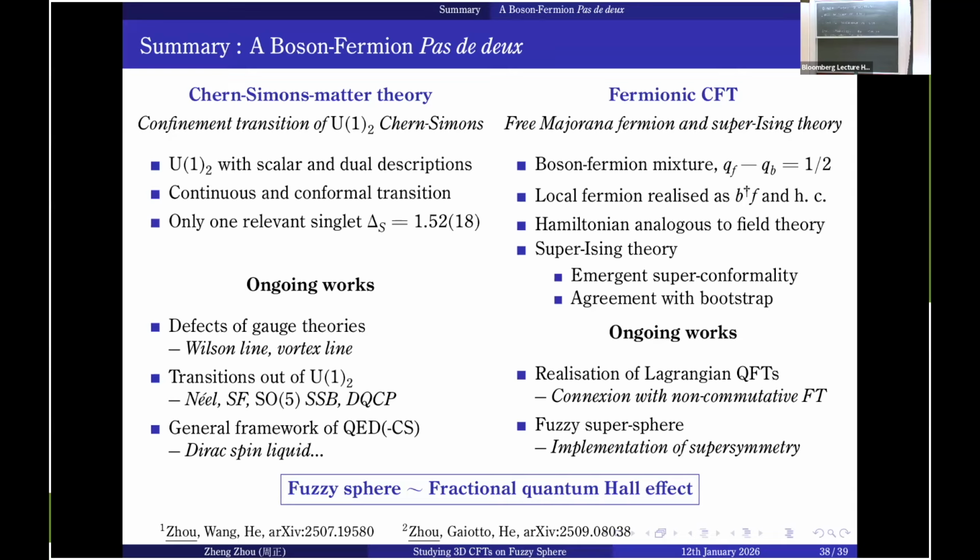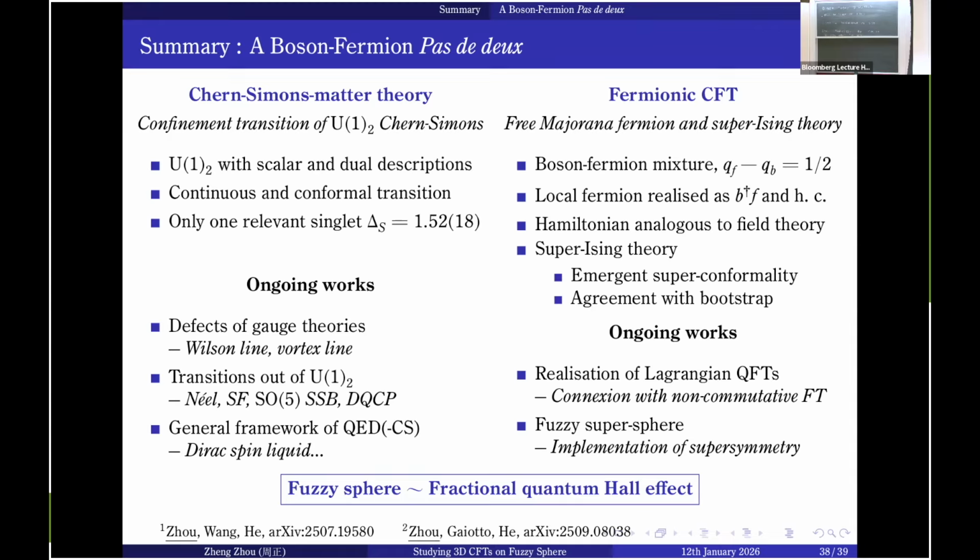In the future, we want to study more about how to regularize Lagrangian QFTs on the fuzzy sphere, and we want to make connection with previous attempts, for example, the non-commutative field theories. And we want to also explore the ideas of this fuzzy supersphere, which gives us an implementation of manifest supersymmetry.